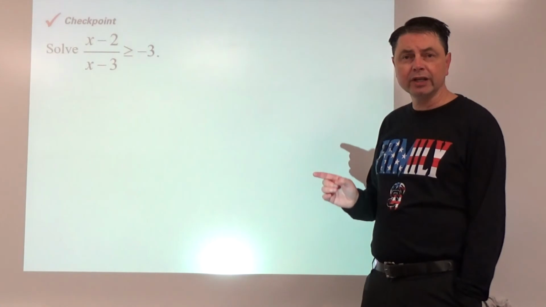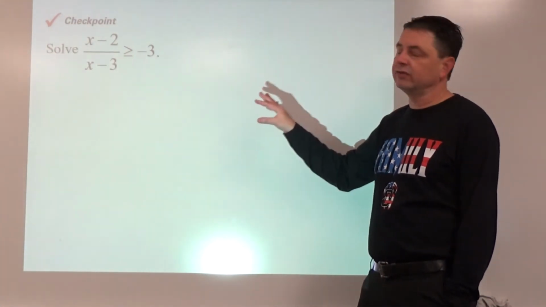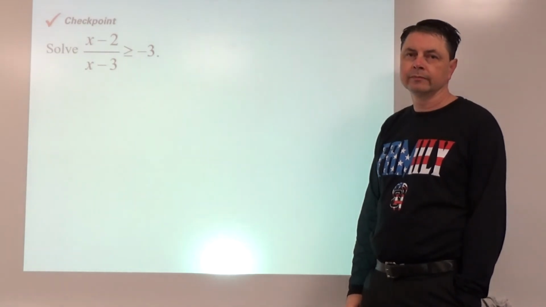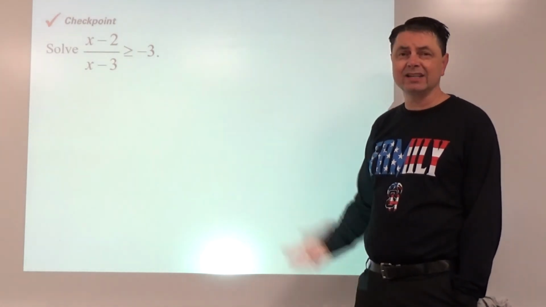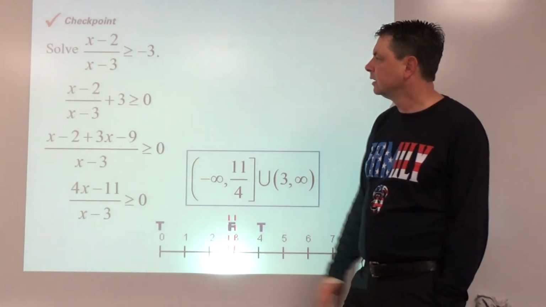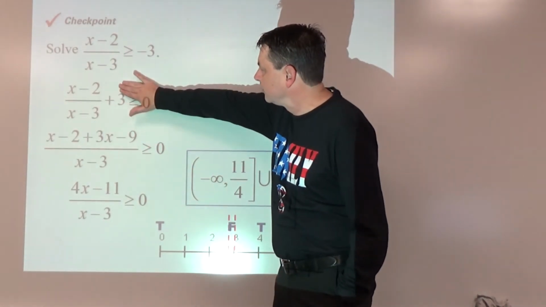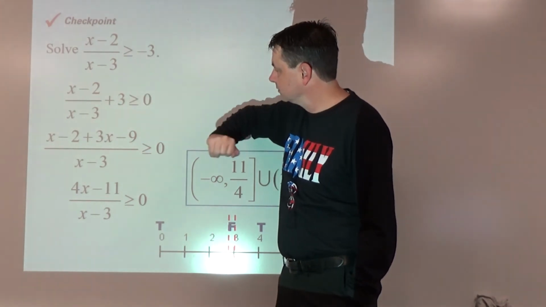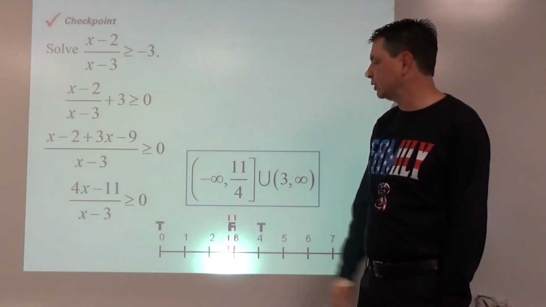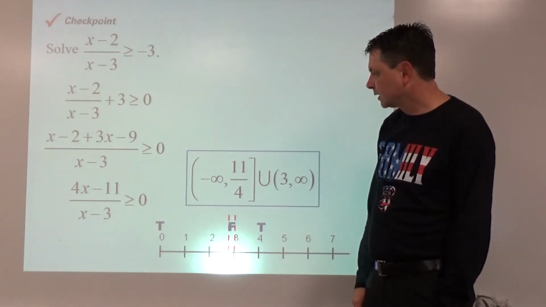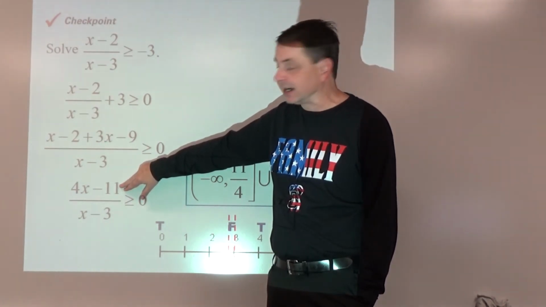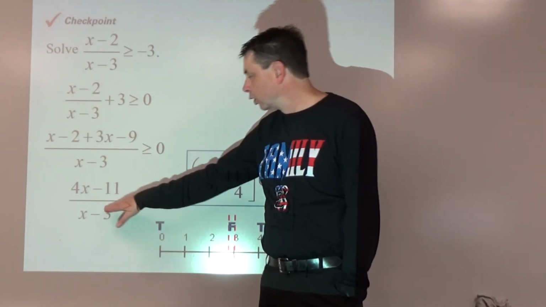All right, so checkpoint, go ahead and do this the same way. Pause the video here as you work through. Once again, we're going to want to get one side to be 0. We'll start by adding 3 to both sides. Need a common denominator, so multiply top and bottom by x minus 3. Again, we get 4x minus 11 over x minus 3, greater than or equal to 0. So we've got critical points at about 2.75, 11 over 4, and 3.